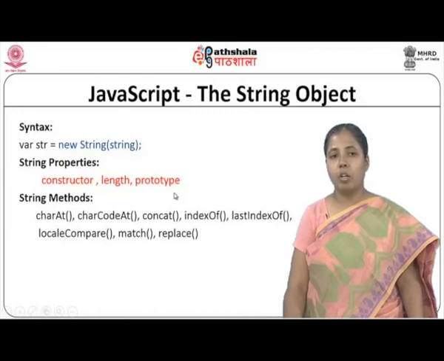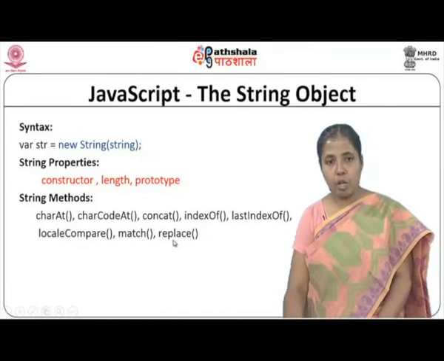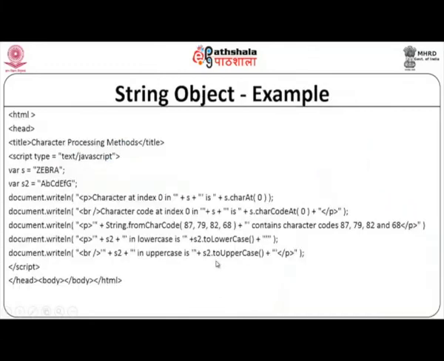There are other properties also, some of them have been listed here. And the methods are charAt, charCodeAt, concat, indexOf, and the other methods are given here. We can see an example to see how these methods are going to work. So, now you can see that you have two strings, like "Zebra" and then A, B, C, D, E, F, G.